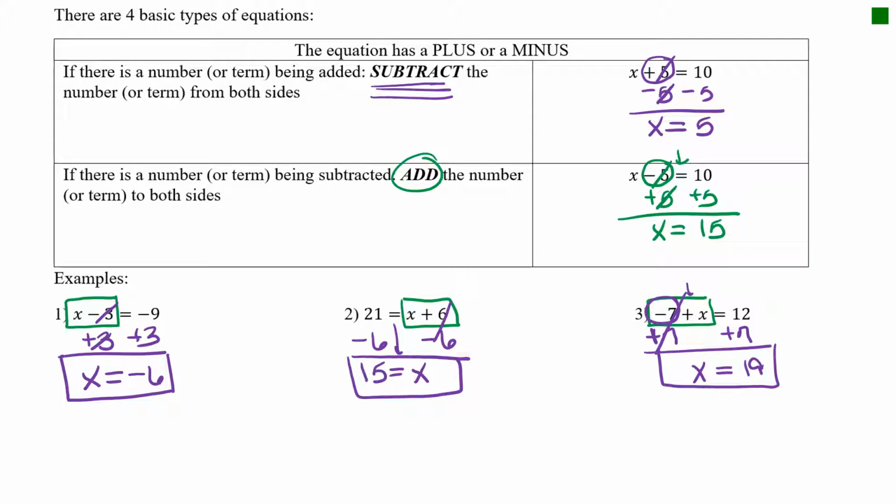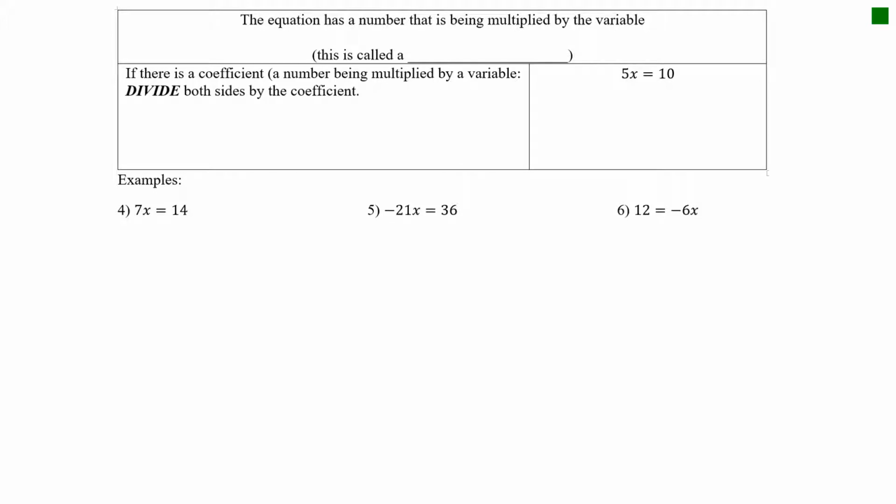If you did not get those, pause the video and make sure you are all caught up. Slide 2. The equation has a number that is being multiplied by the variable. You ready to write this down? This is called a coefficient.